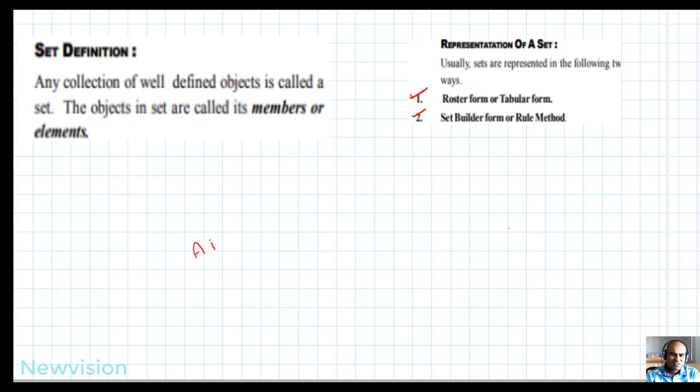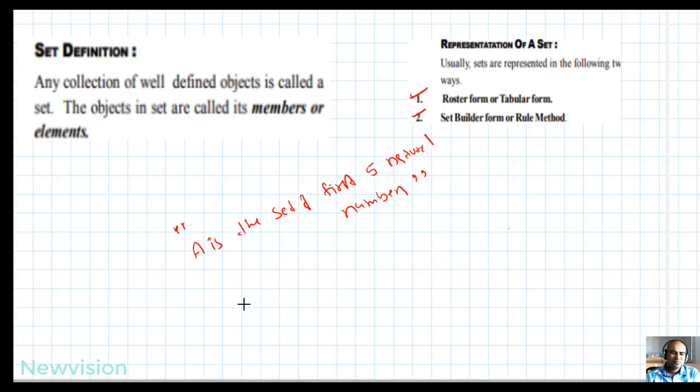Observe, A is the set of first 5 natural numbers. How to write this in roster form and set builder form? Roster form means just list. We need to list all the elements. That's why sometimes the roster form is called list form.